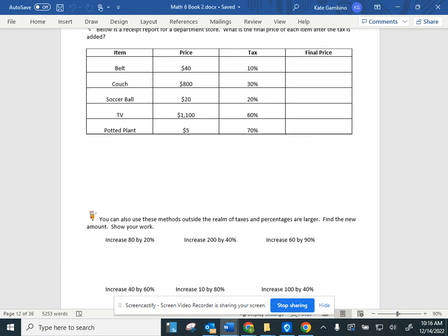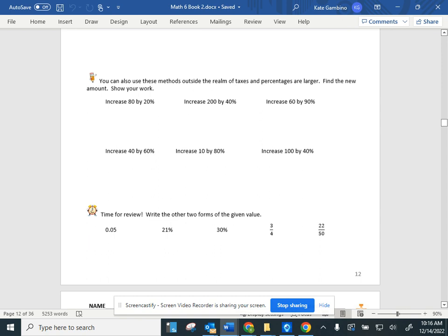Show your work. Down here, you can also use these methods outside the realm of taxes, where percentages are larger. Find the new amount. So we're increasing by huge amounts. Instead of saying it's tax, because we're not going to have a tax of 80%, but there will be times that you have to increase things by a large percentage. Same math that we're doing. Our method didn't change. Same math, it's just not doing it with tax.